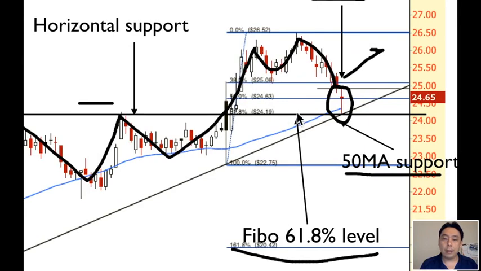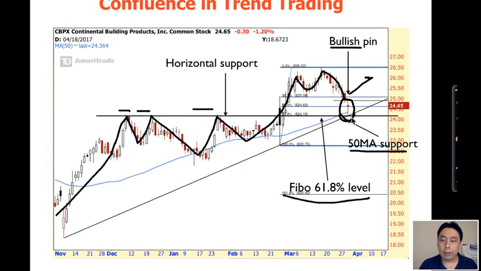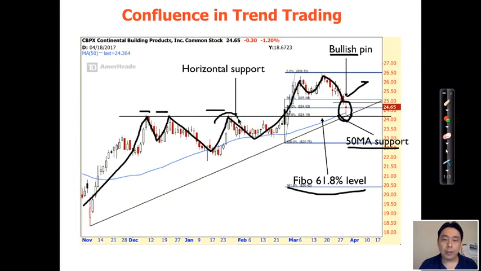Third point, this price over here is known as the Fibonacci 61.8% retracement level, which is a very powerful level that Fibonacci traders look at. Next, notice that this point is also the support level of this previous resistance. That's a third point of confluence.